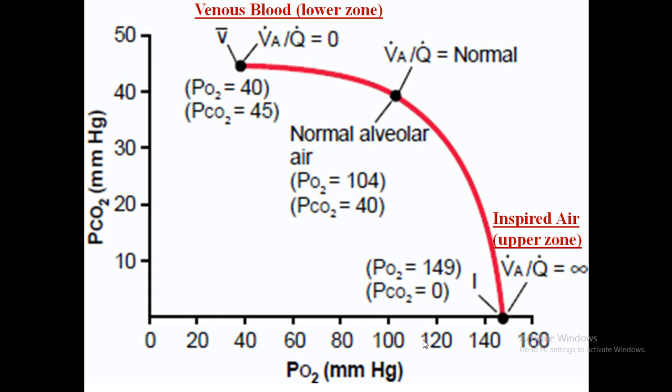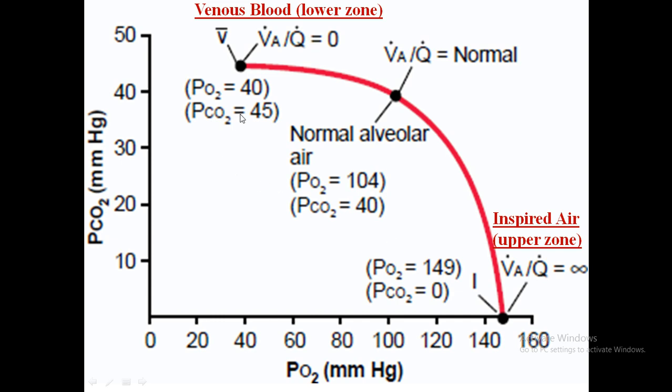This is the diagram which is called the ventilation perfusion diagram. And this is also your assignment. Draw and label this diagram properly. I am showing this also, that is the venous blood in the lower zone and also the inspired air in the upper zone. How are we going to label these things here?